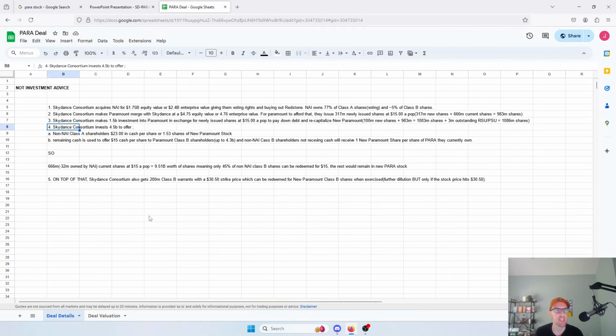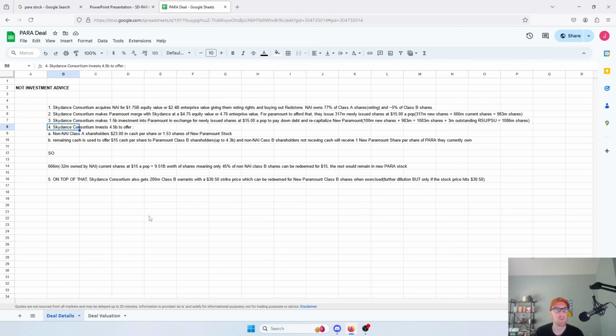So again, let's go over the deal again. Again, not investment advice here. Please do your own due diligence. I'll leave this spreadsheet in the description down below if you want to read through it. But again, this is kind of how it works. Skydance Consortium acquires National Amusements for $1.75 billion, gives them voting rights, buys out the Redstones. They have voting rights. They can do whatever they want.